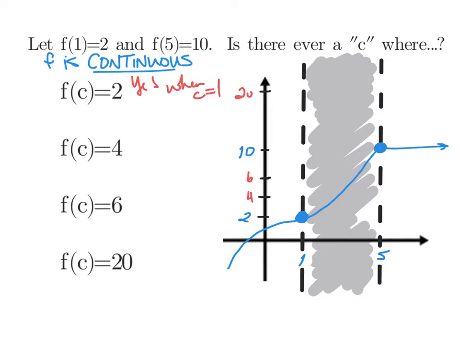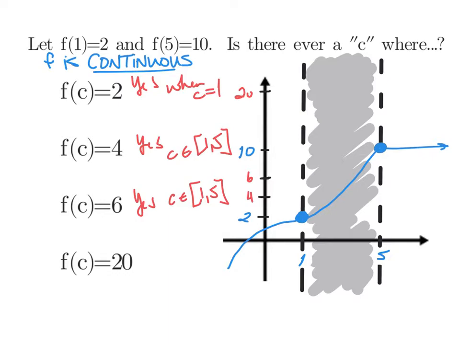We do know that we have to hit 4. So yes, there would be a c where f of c is equal to 4. And that c would have to be on the interval from 1 to 5. Is there a spot where f of c equals 6? Yeah, there is. And that c would have to be on the interval from 1 to 5. We don't know what's happening outside of this interval from 1 to 5, but we know that in between, definitely going to hit 4, definitely going to hit 6.